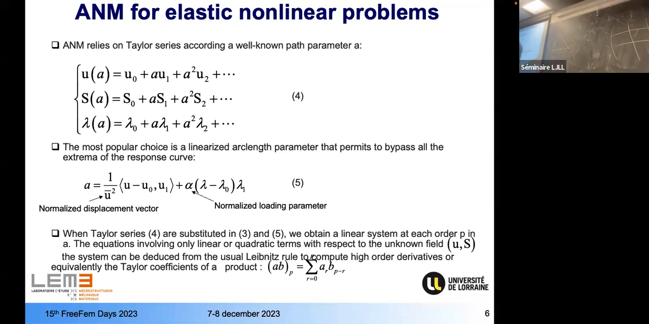The equation involves only linear and quadratic terms in U and S solution. So, in fact, we only need to have the Taylor coefficient of the product. This is the only mathematical equation that is derived from the Leibniz rule for high order derivative, classical.